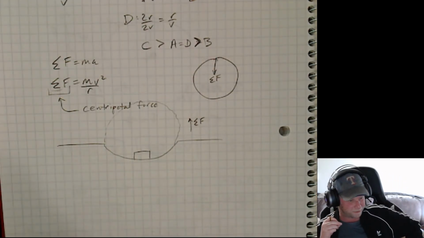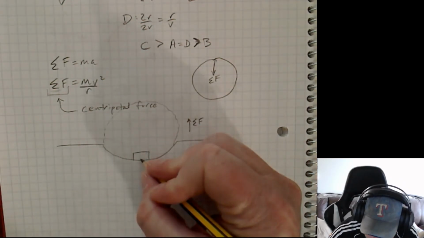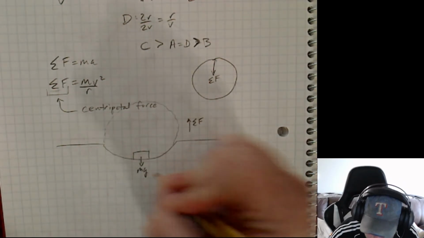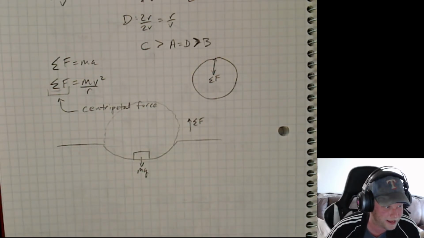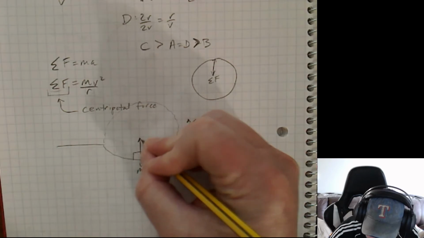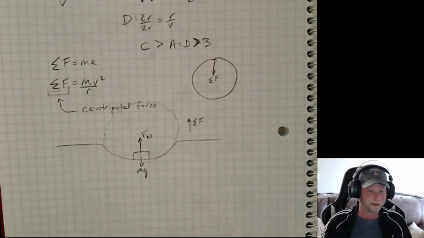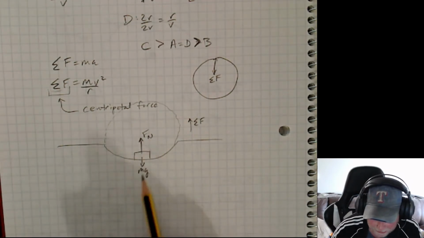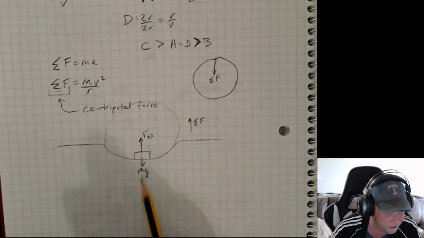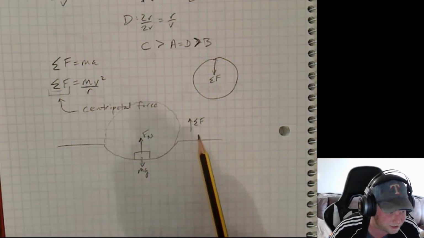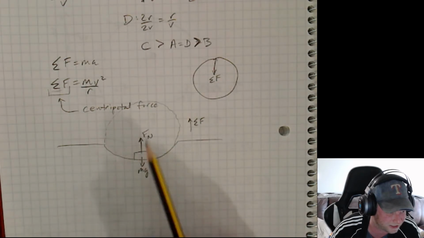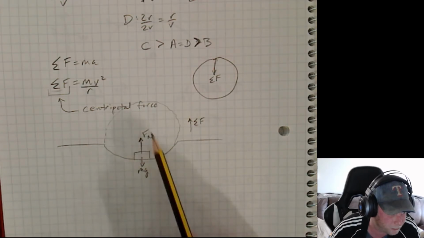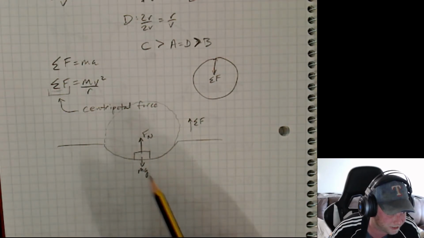Now let's go ahead and build a free body diagram of this car. Well, the car has weight, and the car also has a normal force. And so we know at the bottom of this dip, the normal force has to be greater than the weight of the car. The reason we know that is because the net force is directed towards the center of the circle. So this upward force must be greater than this downward force.